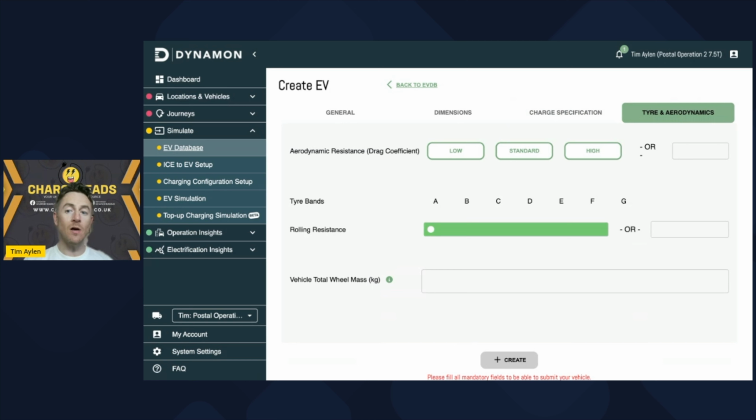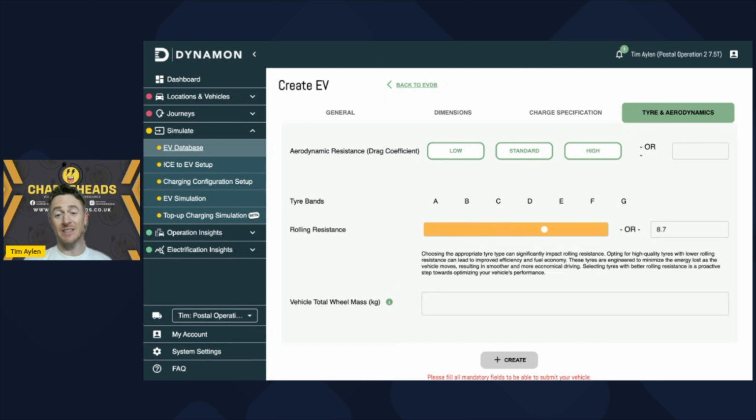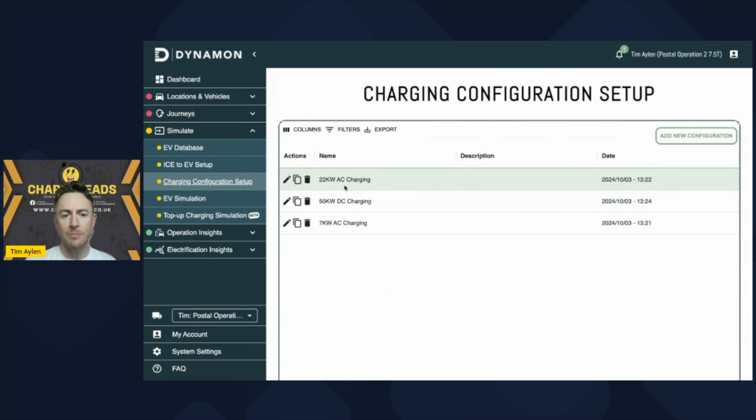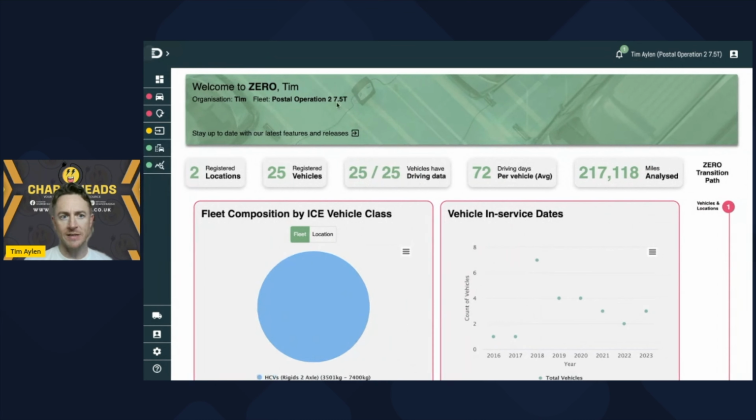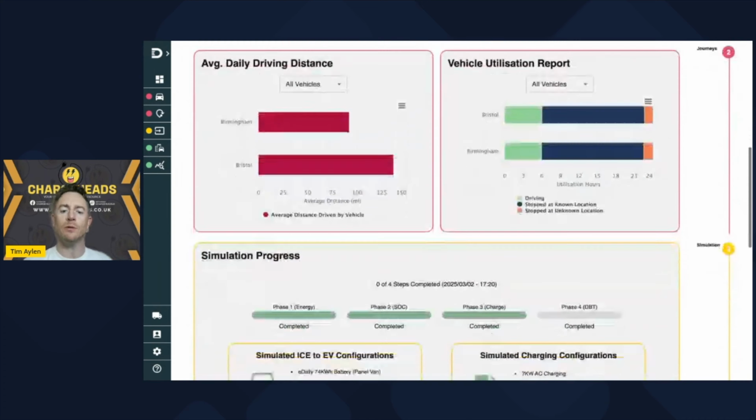You've also got the tire and aerodynamics. So tires make a huge impact in terms of the range because the rolling resistance does change. And Dynamon, before the Zero EV transition tool, they are heavily involved in analysis of how tires and aero can help improve the efficiency and save businesses money. Charger configuration. So these are the different charger powers that we can put in. But let me just go back to the dashboard just to give you a bit more of an understanding of why I'm talking all the way through this.